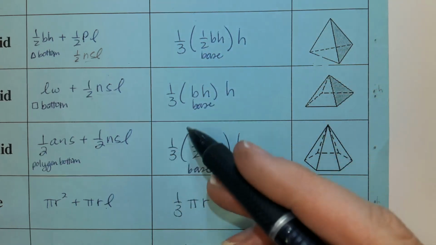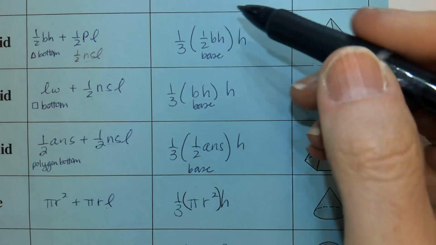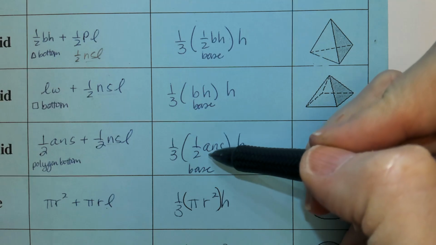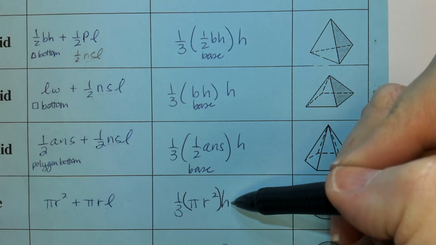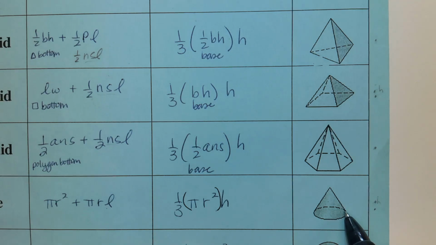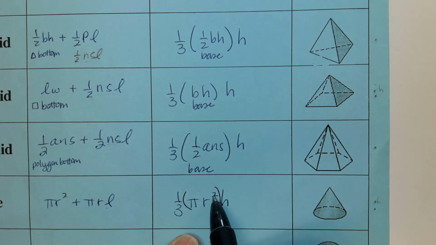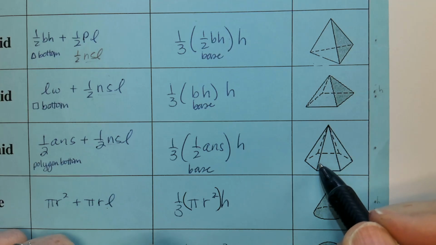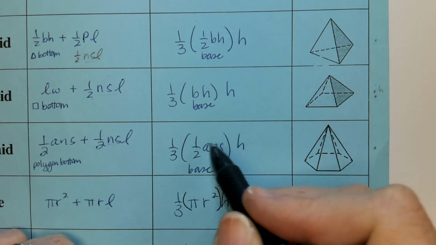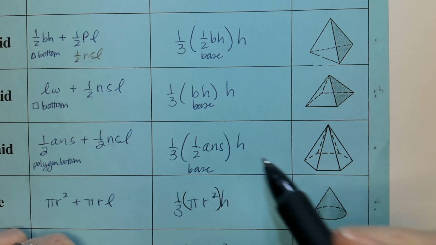So it's always 1/3. Put parentheses around that one. And then you have the area of the base, so whatever shape is on the bottom, and then times your height. So for a cone, the shape on the bottom is a circle, so we have pi r squared in the center. For this kind, we have pentagon, hexagon, octagon, all those types, and so that formula is 1/2 apothem times sides, so that goes in the bottom.